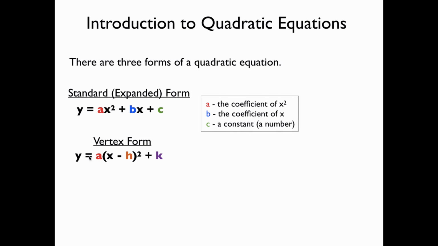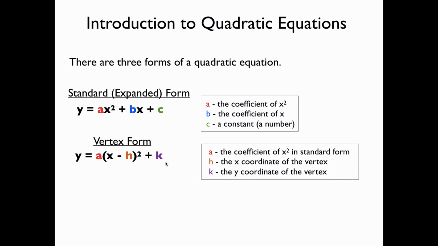Vertex form is y equals a times x minus h squared plus k, where a is the coefficient of x squared in standard form. So really all you need to know is this value right over here, a, is the same value over here in standard form. This value becomes very important later on when we begin to explore transformations of quadratic functions, but you don't need to worry about that right now. All you need to know is this a is the same as that a.